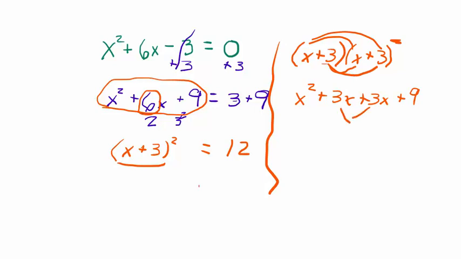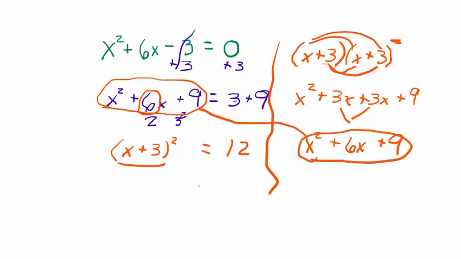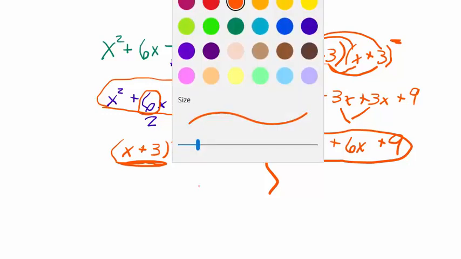Now if I combine like terms, I get x squared plus 6x plus 9. Now if you'll notice, what I've just gotten here is the same thing as this over here. So what I've done when I added 9 to both sides is I made this polynomial a perfect square. And what I mean by that is it's some binomial, and remember, binomial just means it has two terms. It's some binomial squared.